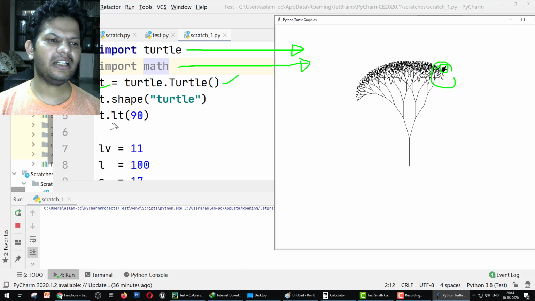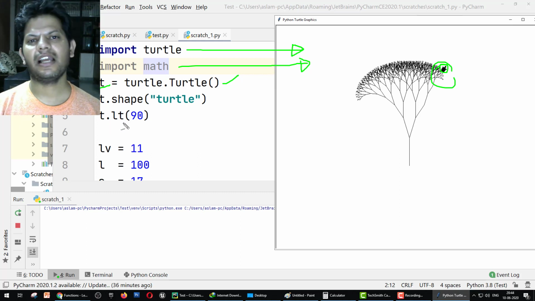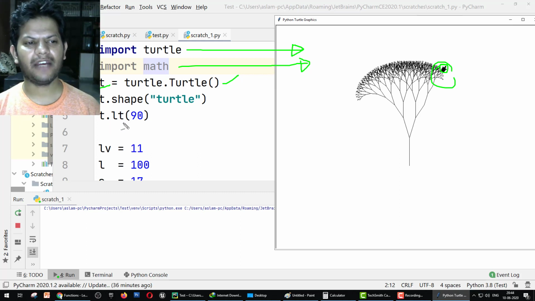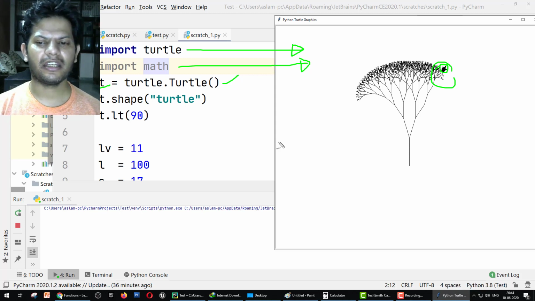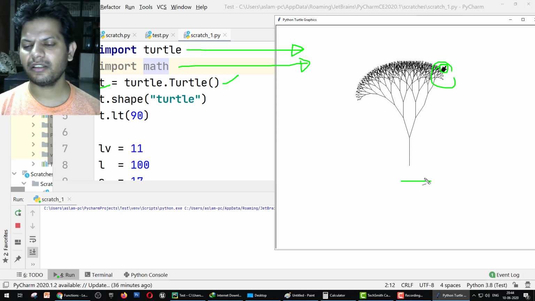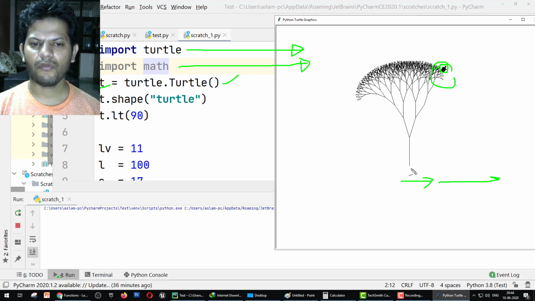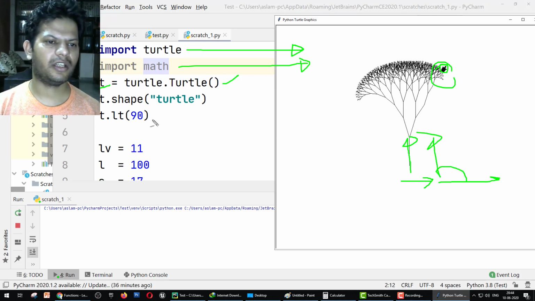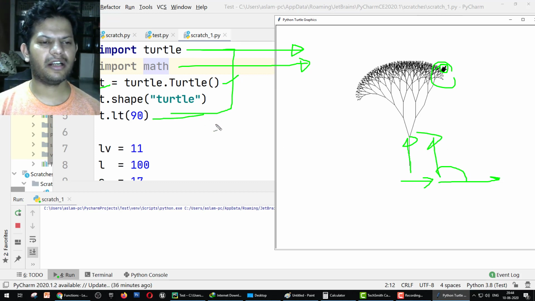Okay, then t.lt means left. You can write left or lt, 90 degrees. By default my turtle direction is this, and it starts drawing in this direction, but I want to draw in the vertical direction. That's why we rotate our turtle by 90 degrees. Okay, these lines you can understand easily.